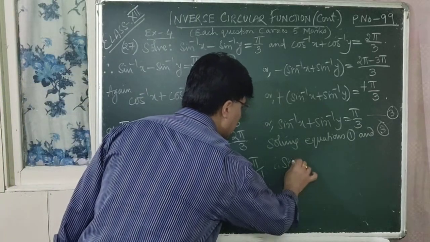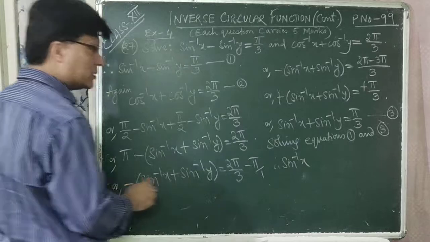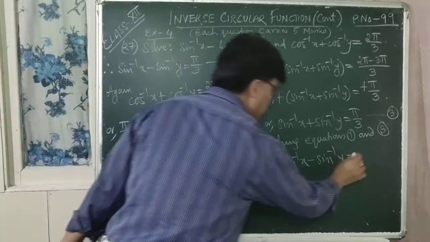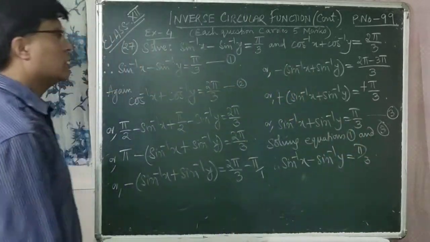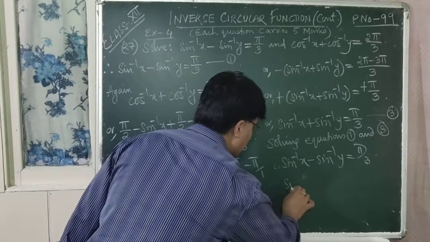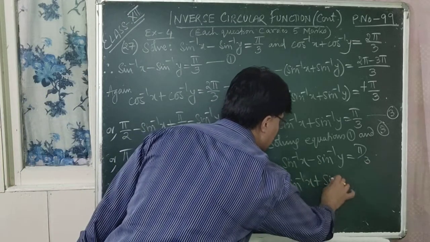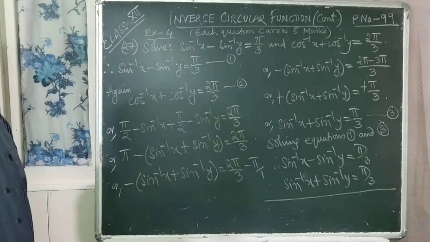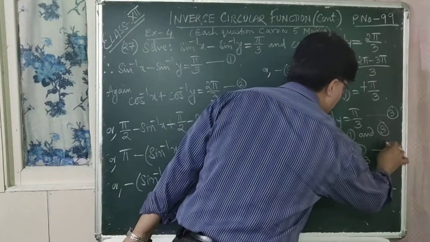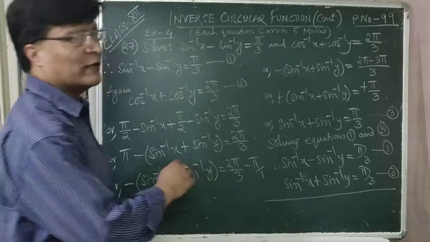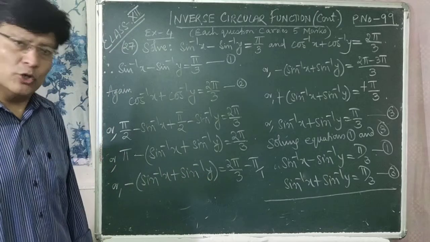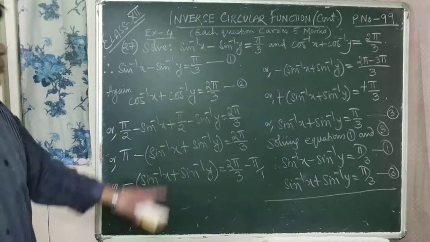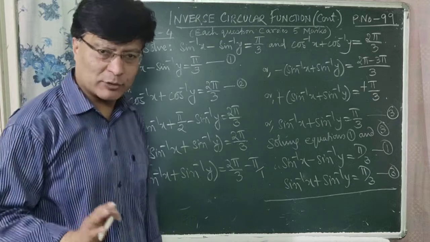So therefore, let us write equation 1: sine inverse x minus sine inverse y is equal to pi by 3. Next, what is the third equation? It is sine inverse x plus sine inverse y is equal to pi by 3. So one is equation 1 and the other one is equation 3. Now we can solve it. Either you can add or subtract. If you add, you don't have to change the sign, but if you subtract, you have to change the sign. But let us add them.